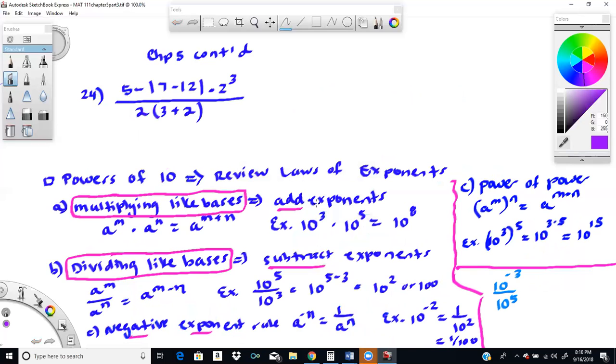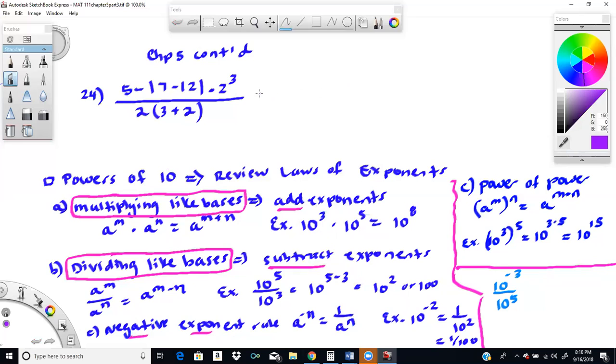from 23, so 24. You have one more problem. 5 minus the absolute value of 7 minus 12 minus 2 to the third over 2 times 3 plus 2. All right. Give you time to write that.